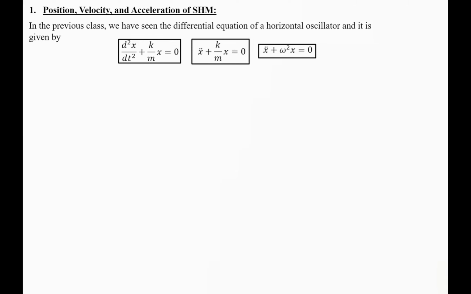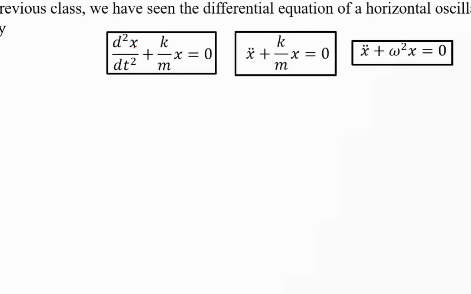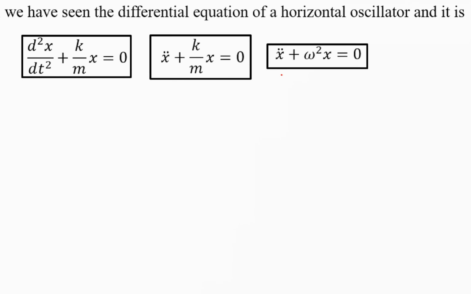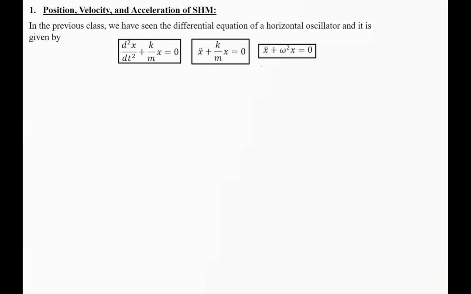In the previous class we have seen the differential equation of a horizontal oscillator, and it is given by the following forms. All are equivalent, but they are just different representations. The first one is in the derivative notation, the second one is in the dot notation, and the third one is in the dot notation as well, but we're representing the angular frequency.